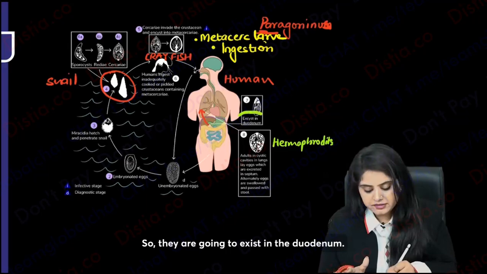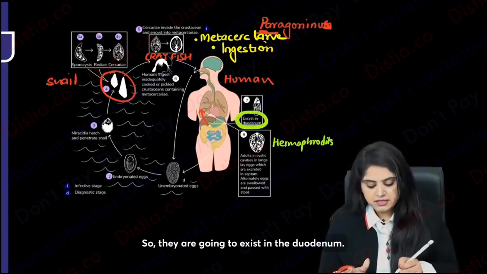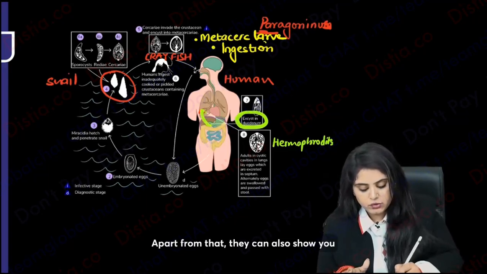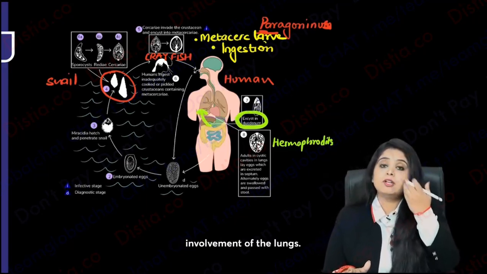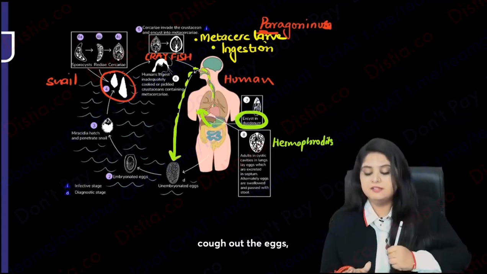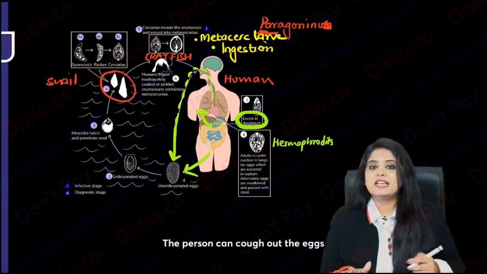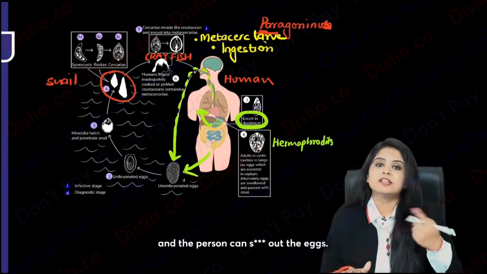So they are going to exist in the duodenum. Fine. Apart from that, they can also show you involvement of the lungs. This means the person can even, look at this, the person can even cough out the eggs. The person can even shit out the eggs, right? The person can cough out the eggs, and the person can shit out the eggs.